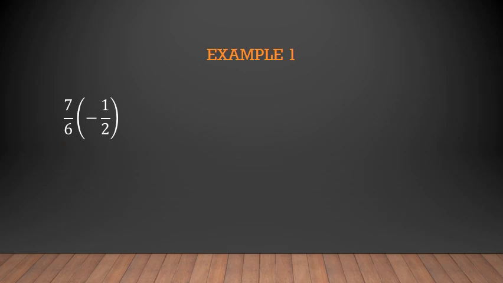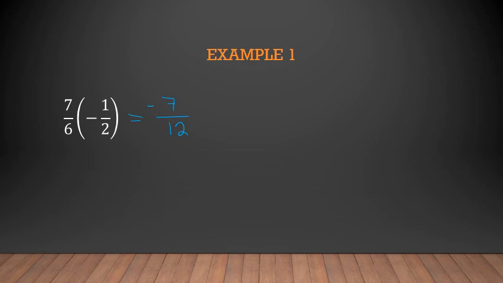So let's take a look at this first example. 7/6 times -1/2. Multiply straight across the top, so 7 times 1 is 7. 6 times 2 is 12. When multiplying and dividing, if you have different signs, your answer is negative.